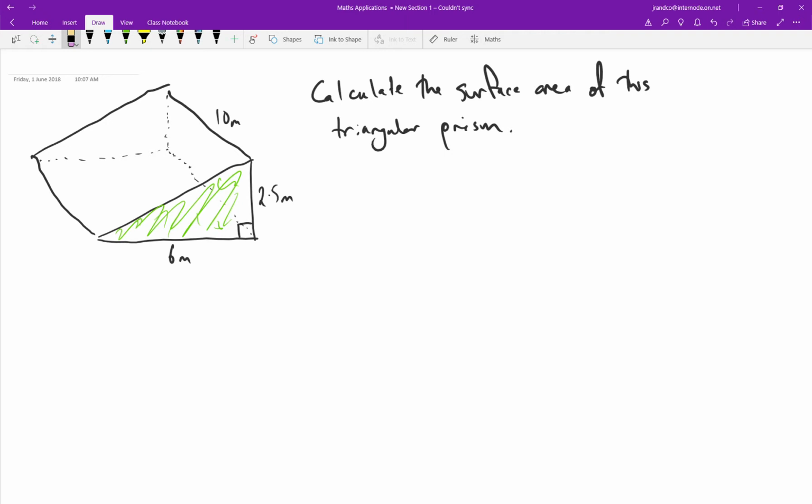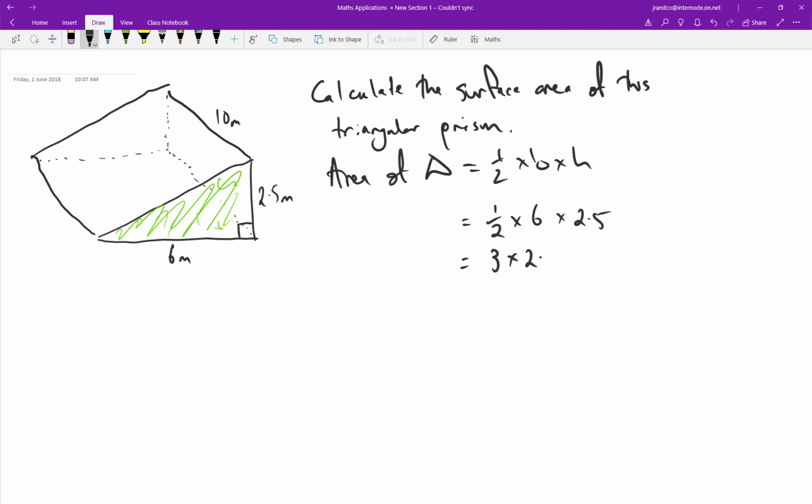and let's start with the triangle because it's, well, number 1 because it's facing us, and number 2 because it's one of the easiest. So the area of the triangle, we know that formula, that's half of the base times the height. Now in this case it will be half of 6 times 2.5, which is equal to 3 times 2.5, which is equal to 7.5 meters squared.